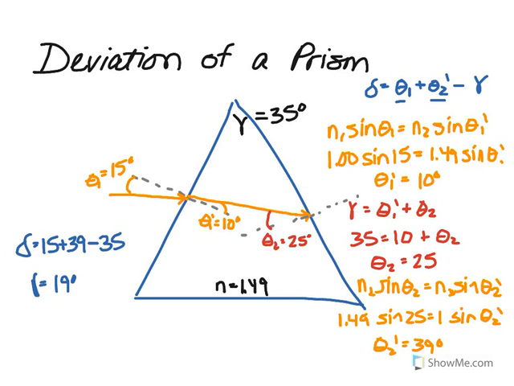So if this were our final refracted angle, theta 2 prime is 39 degrees. We could compare where the first incident ray is going, compare that to where the final refracted ray went, and the angle between those two is our deviation, which is 19 degrees.